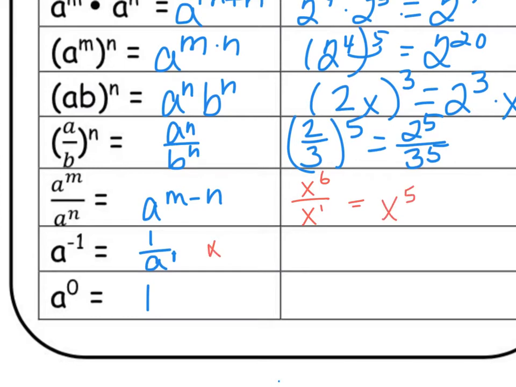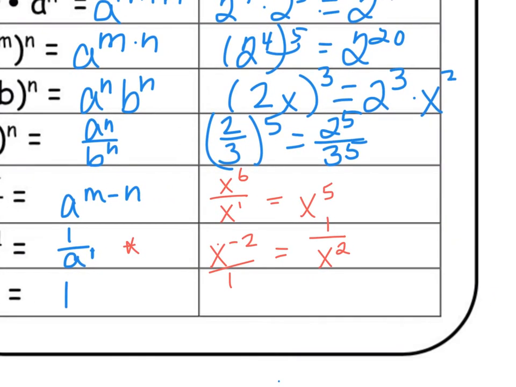Now this is the one that has caused people grief. If I have x to the -2 power, or any negative number, I flip it over. If it's a fraction, the denominator becomes the numerator. The base stays the same, the exponent becomes positive.